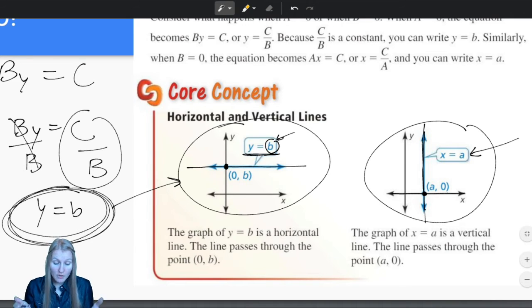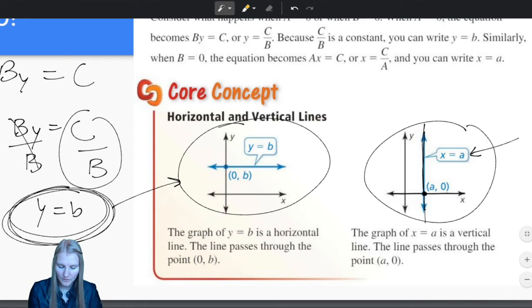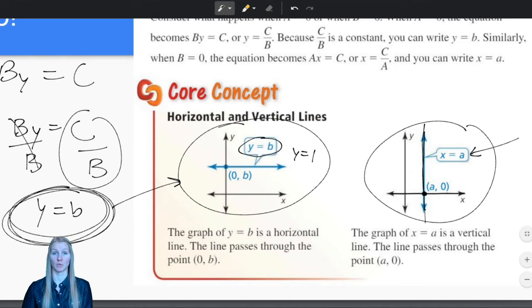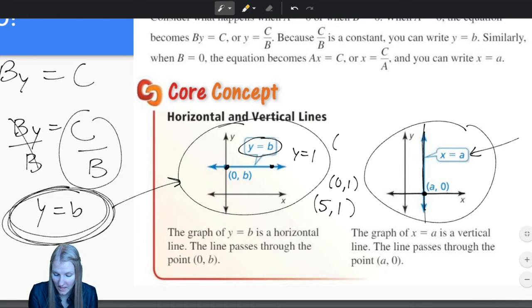There's another way that you can think about it, which is y is equal to whatever this number is, could be 5, could be 1, whatever. Y is equal to b. X can be whatever it wants, because all that the equation tells us is y is equal to 1. So we could have the point 5, 1, we can have 0, 1, we can have 3, 1. The x coordinate can be whatever it wants. We just need y to be equal to 1.